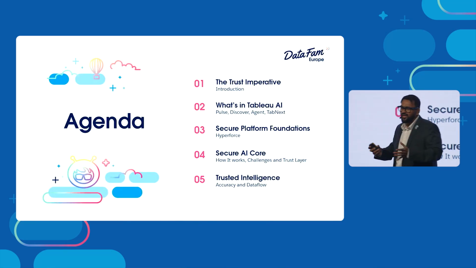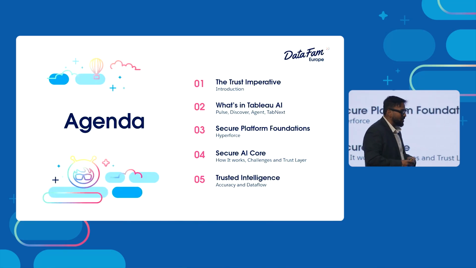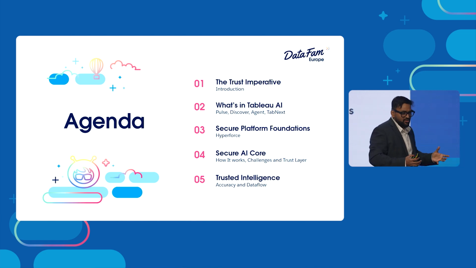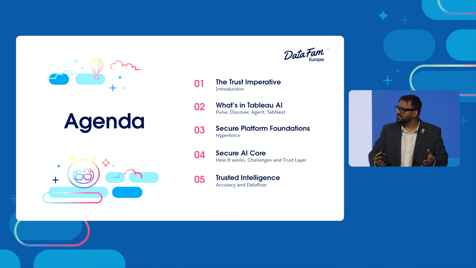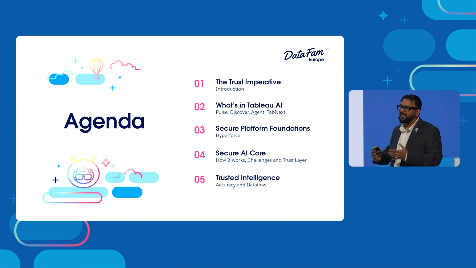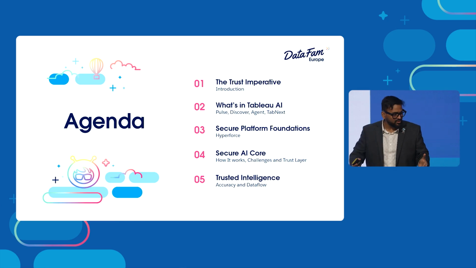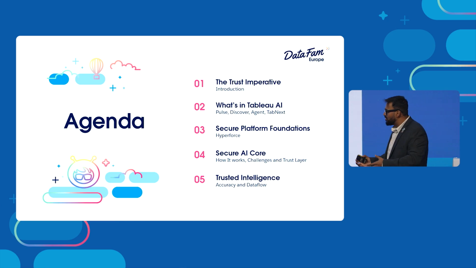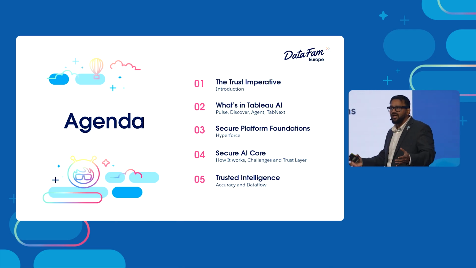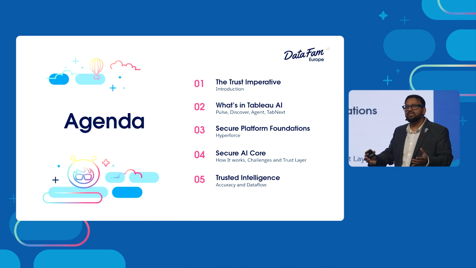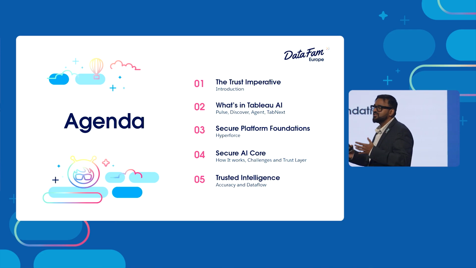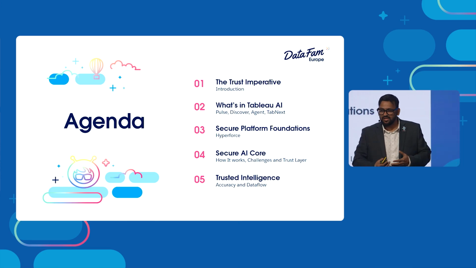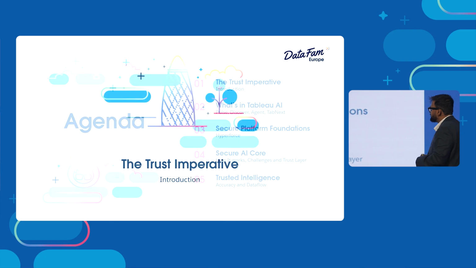So our agenda today is going to be focused on trust. We're going to be starting with what's trust, why do we need trust, then we'll pivot across AI in Tableau. What are the different spaces we have AI in Tableau? How does it get infused into the product? We'll talk about our platform. How do we secure the platform? Then we'll focus around the AI core itself. And finally, we'll look into how do we deliver trusted insights. What is the output? How do we make sure that the output is trusted? So that's going to be the agenda for the day.